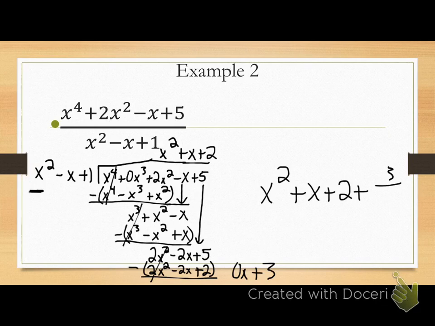Very good. So up top, that's my whole number, x squared plus x plus 2. Then I have to add my remainder. What's my remainder here? 3 over my divisor. What's my divisor? x squared minus x plus 1. So here'd be my answer.